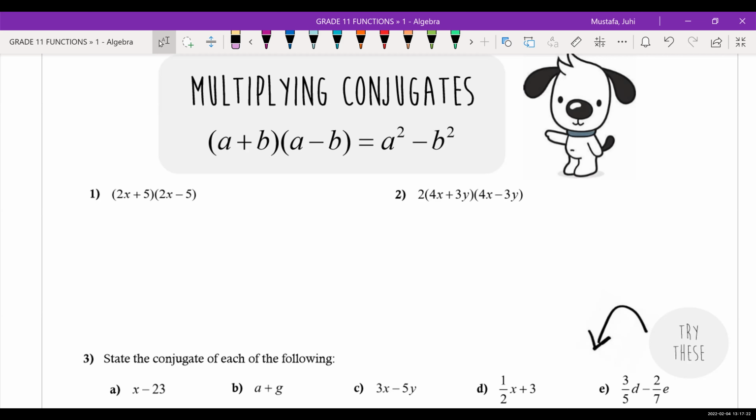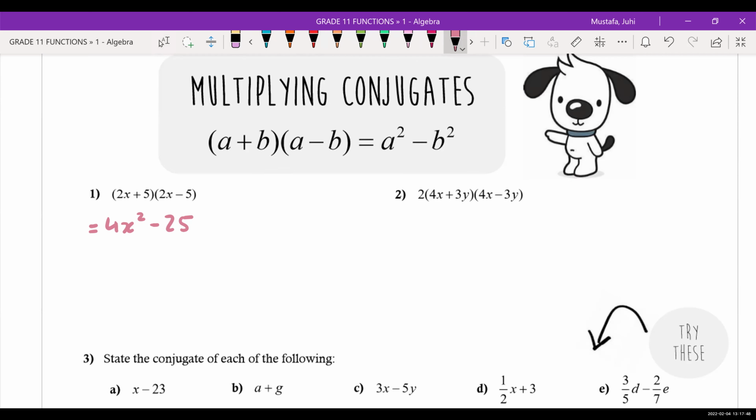So let's try this with the first one. We have 2x plus 5 and 2x minus 5. We're going to use our shortcut. So I'm going to multiply the first two terms, which are 2x times 2x, and that is 4x squared. I'm going to multiply the last two terms. 5 times 5 is 25. And then the sign in between them is just going to be a negative.